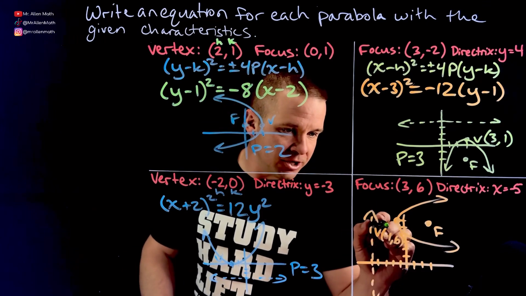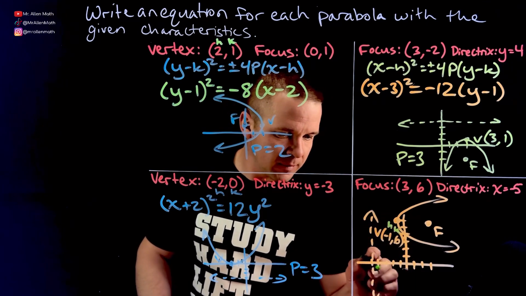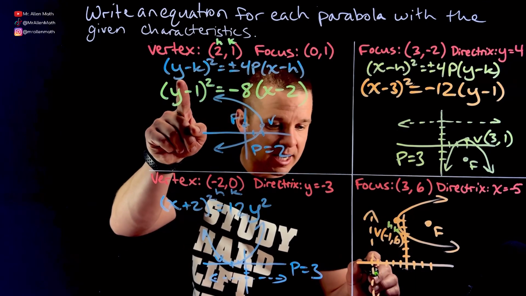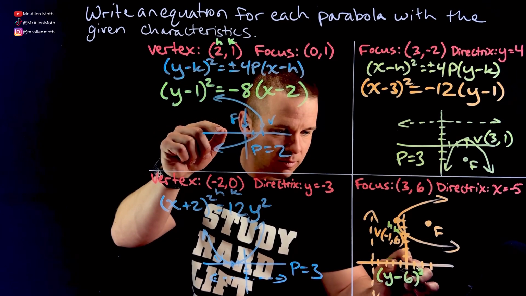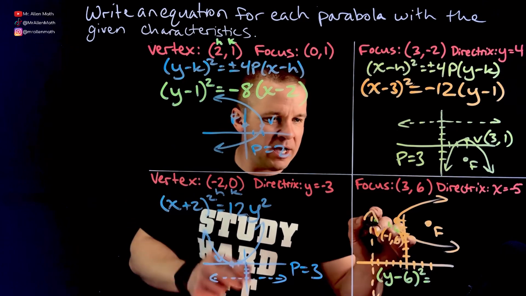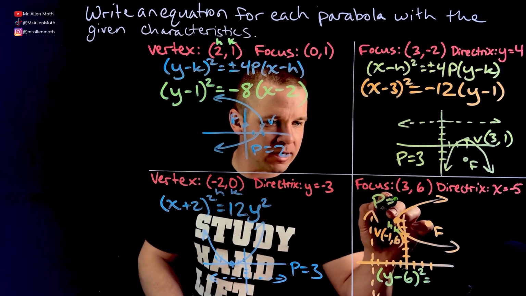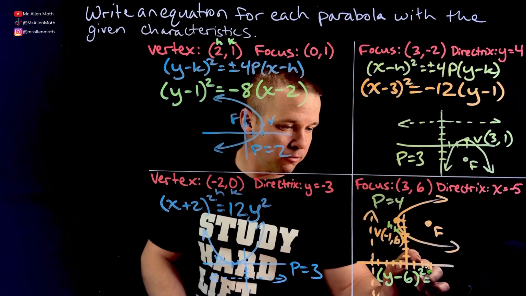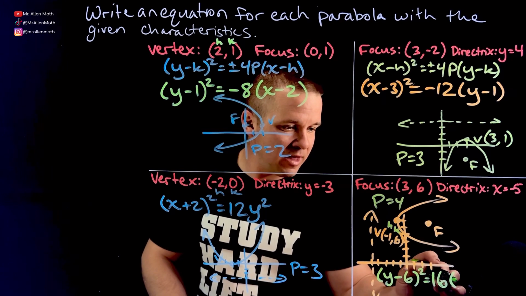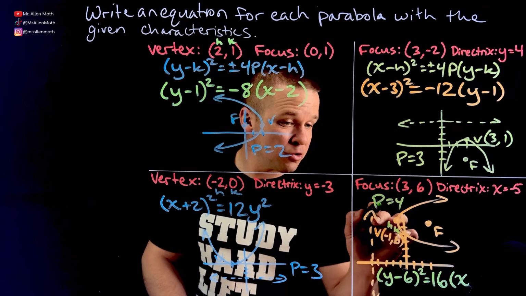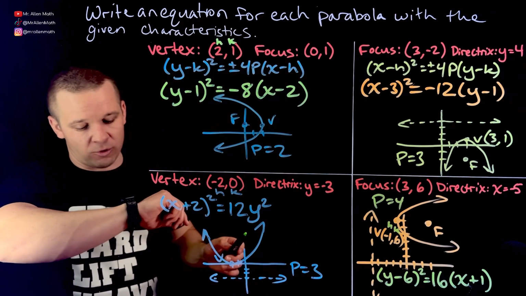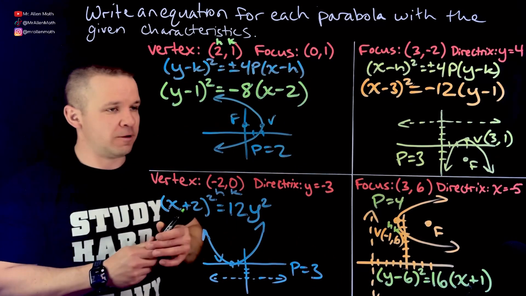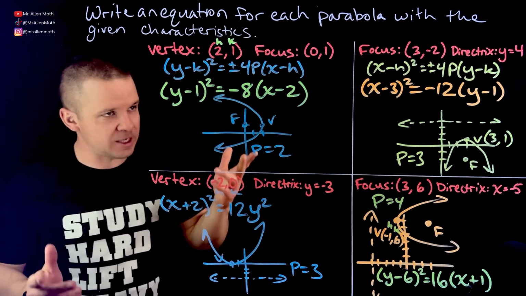So we have our h and our k here. Let's see, we got y minus k, so y minus 6 quantity squared equals, what's my p-value? I was 4 away, right? So p is 4. So 4 times 4 is 16. And then x minus h, minus negative 1 is plus 1. And there's my equation. Hopefully it's on the board. Yes. There we go. Nice, man.